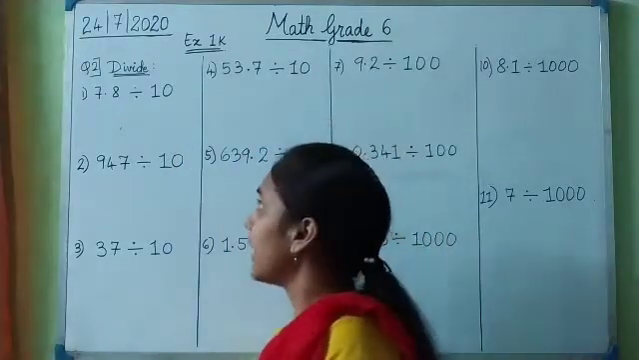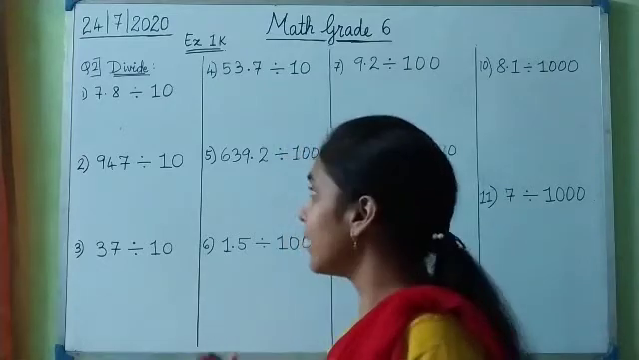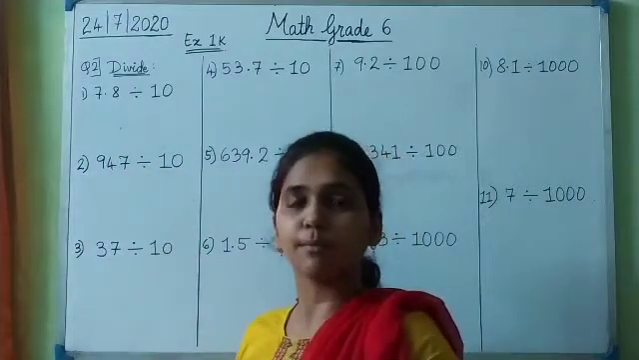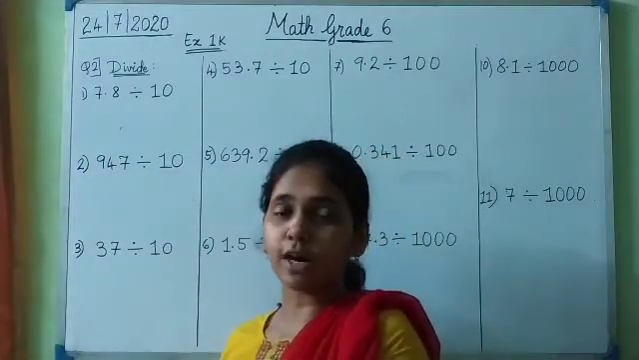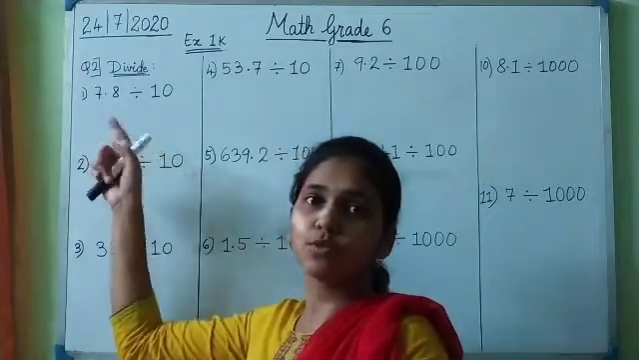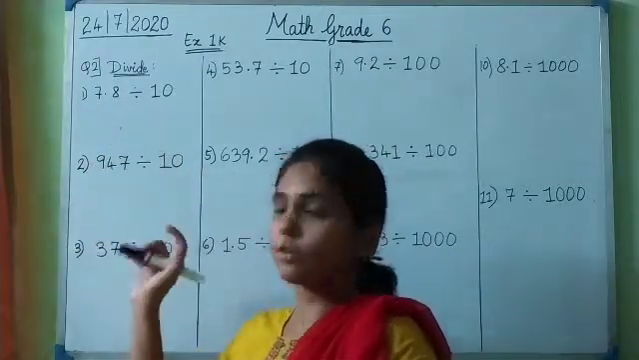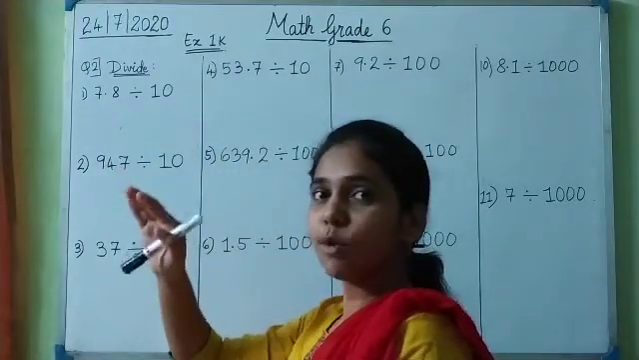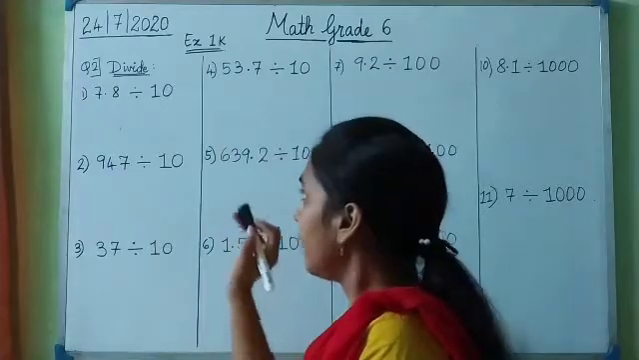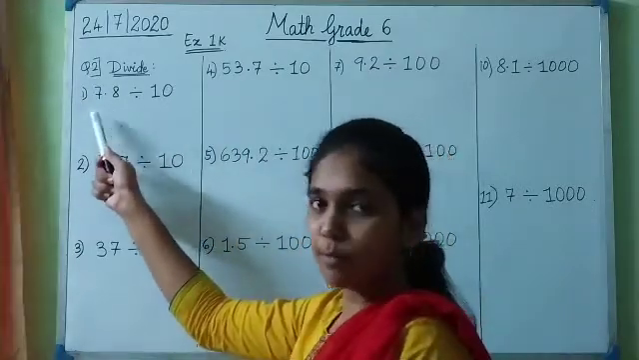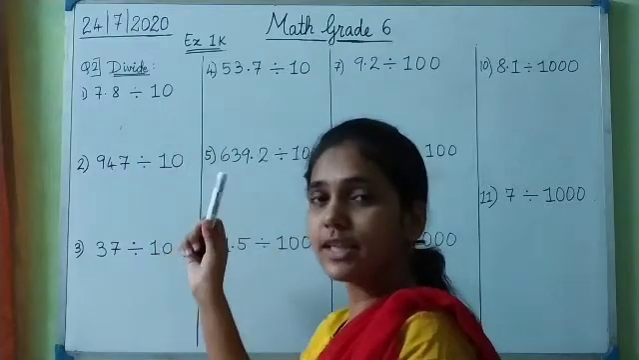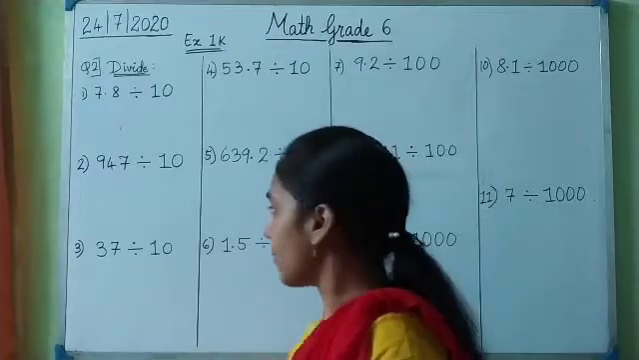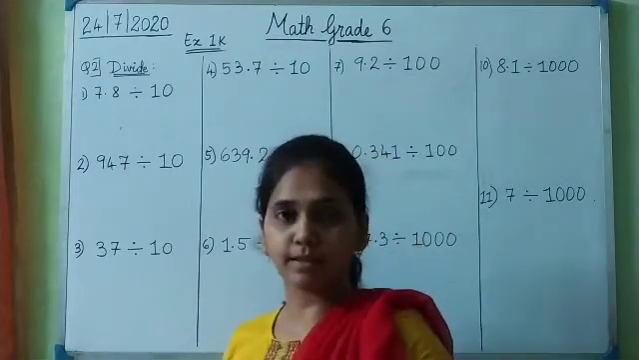I told you in the last class that when we multiply a decimal number by 10, 100 or 1000, the decimal point gets shifted towards the right. But if we are dividing the same number by 10, 100 or 1000, then the decimal point gets shifted towards the left. We will solve a few examples and see where the decimal point gets shifted.